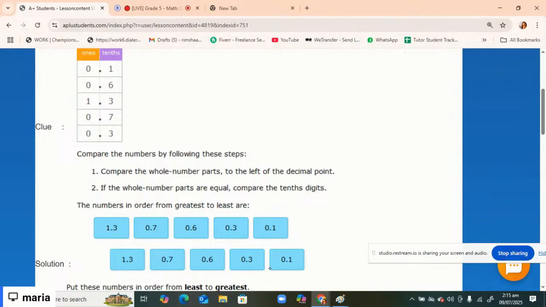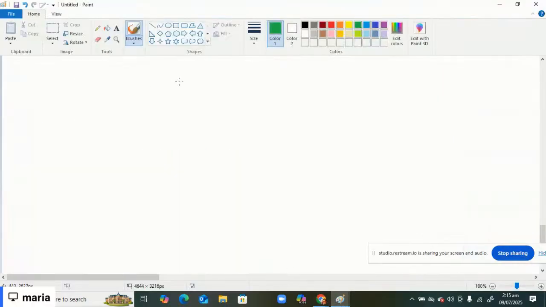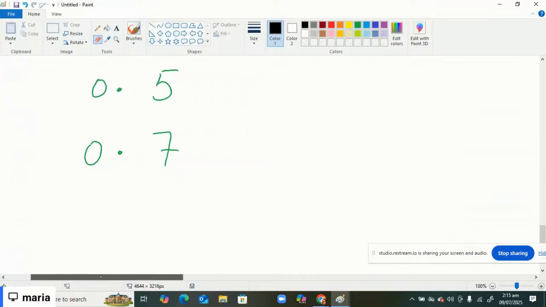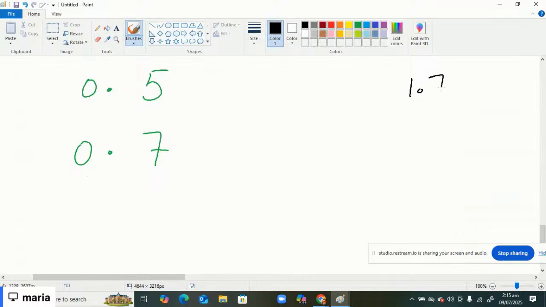So first we can see the whole number parts, so the left of the decimal point. If the whole number parts are equal, let's suppose this is 0.5 and here is 0.7. So first of all we check the left digits. If both the left digits are equal, okay, first we see the left side digit. If one left side digit is greater and one is smaller, then we can say that this one is greater. Let's suppose here is 1.7, here is 0.2.